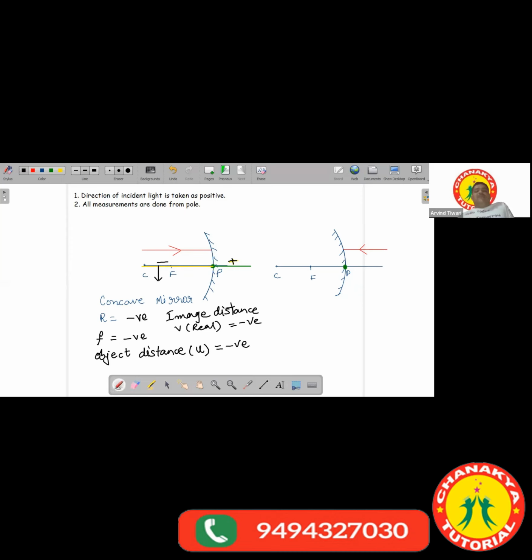Now, when the image is virtual, if you remember the ray diagram, in that case the image was formed on this side of the mirror. It was erect and on this side. So this side of the mirror is taken as positive. So here the image distance will be positive. Everyone understood? Yes, sir. Anyone having any doubt?